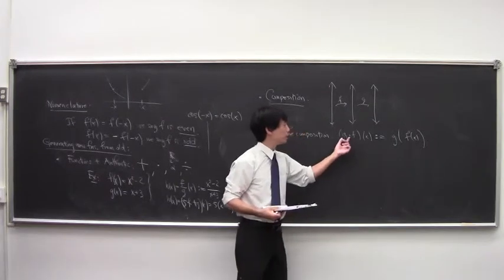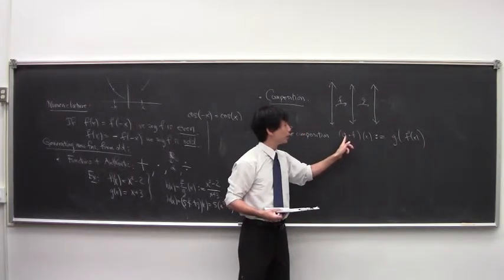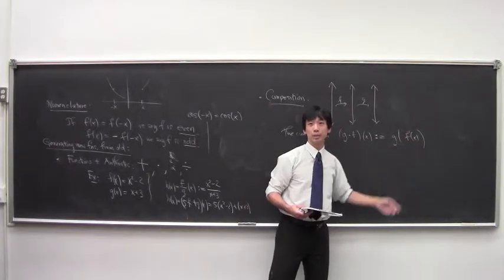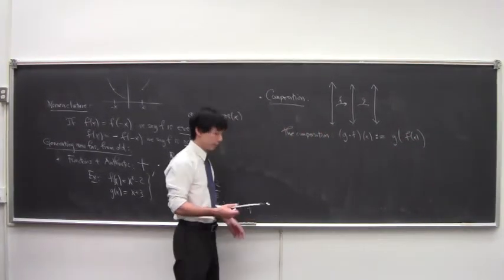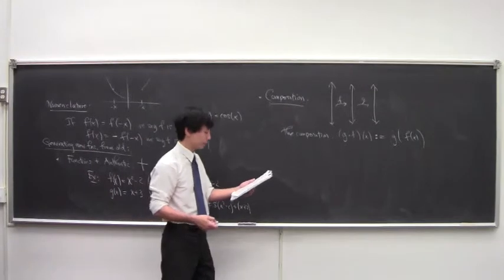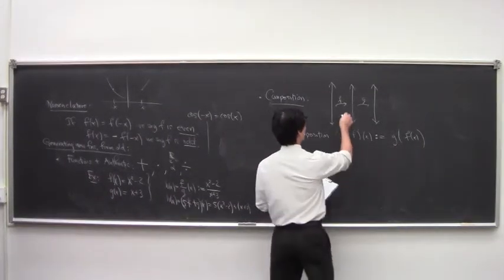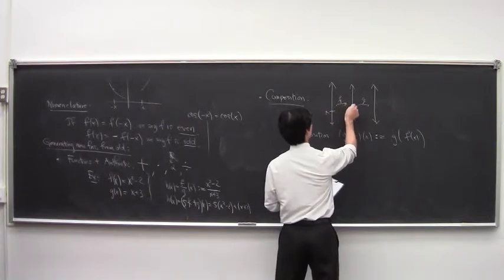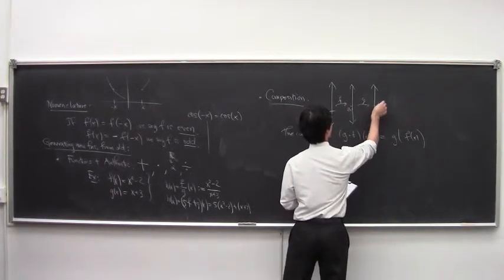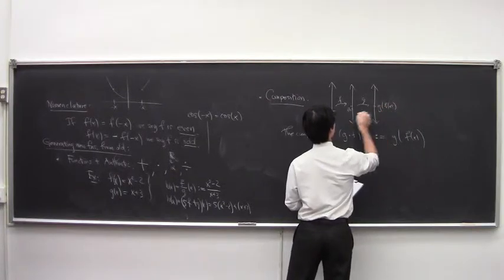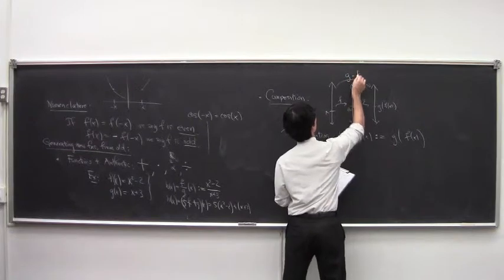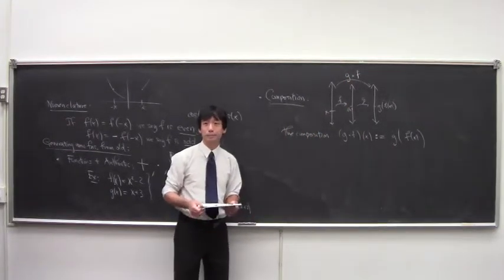Composition of g with f, written g little circle f, means that you take g and then feed the output of f into it. So you see what happens. You start with some point x here, and then you run it through f first, and you run that output through g, and you get g of f of x. And so this function here is the composition function.